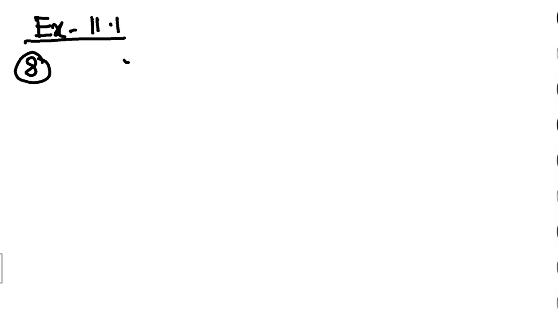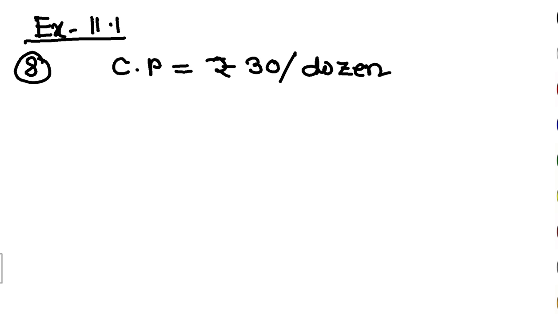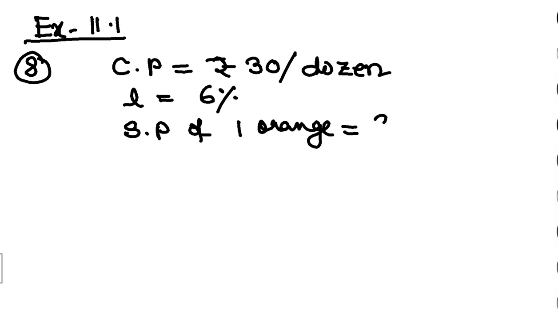Okay, so his cost price is rupees 30 per dozen, and he had to sell at a loss of 6%. You have to find the SP of one orange, not 1 dozen. You have to be careful with that part of the question.